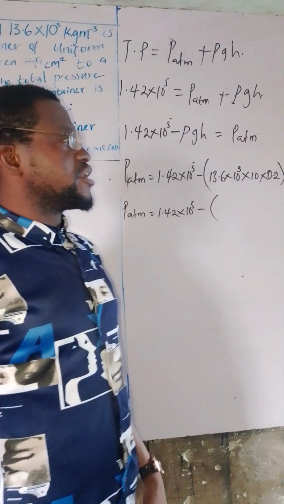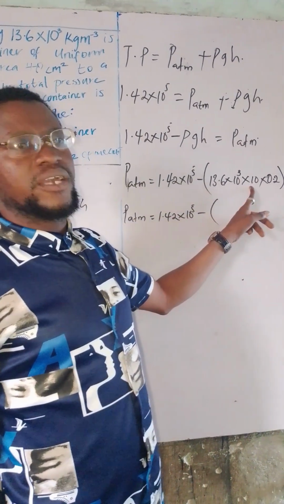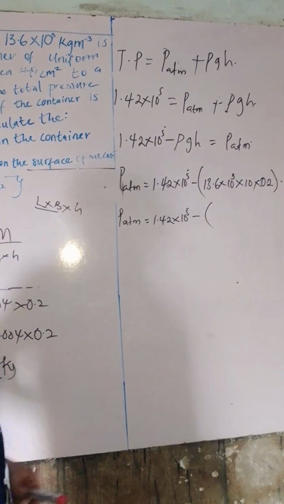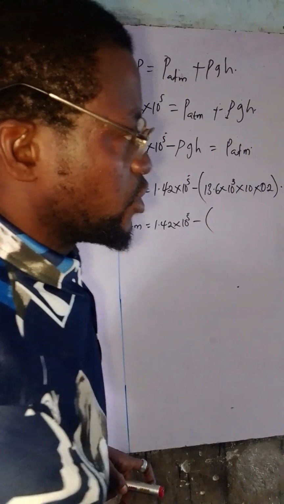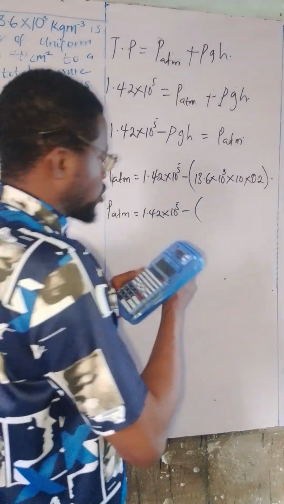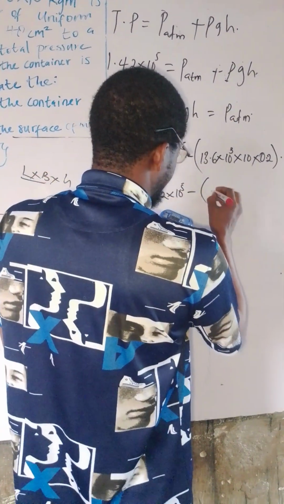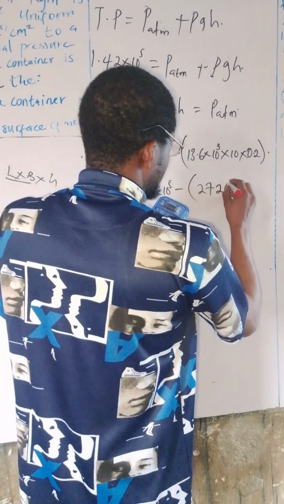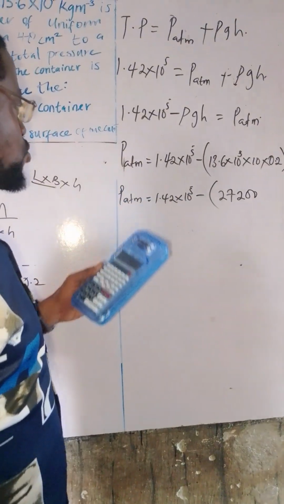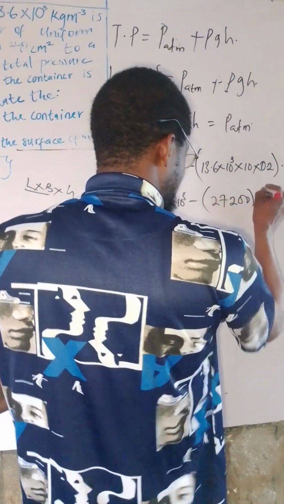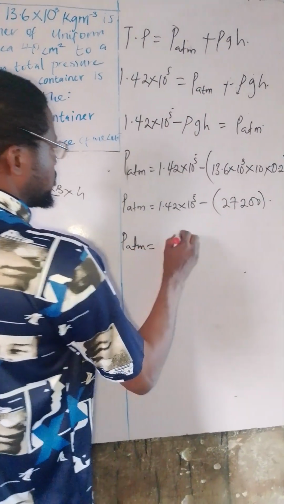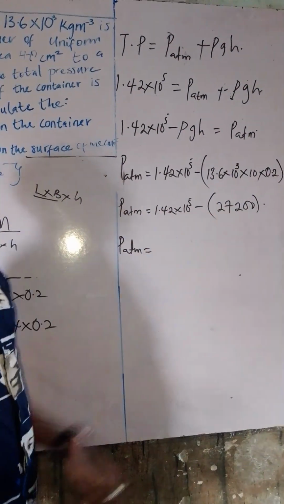13.6 times 10 raised to the power 3 times 10 times 0.2. So let's have everything in the bracket now. You can try the calculator yourself, but this is what we can get now. But at your own convenience, you can try the calculator. So 27,200. That is what we have here. Okay, so this is equal to, okay, can we do the subtraction now?